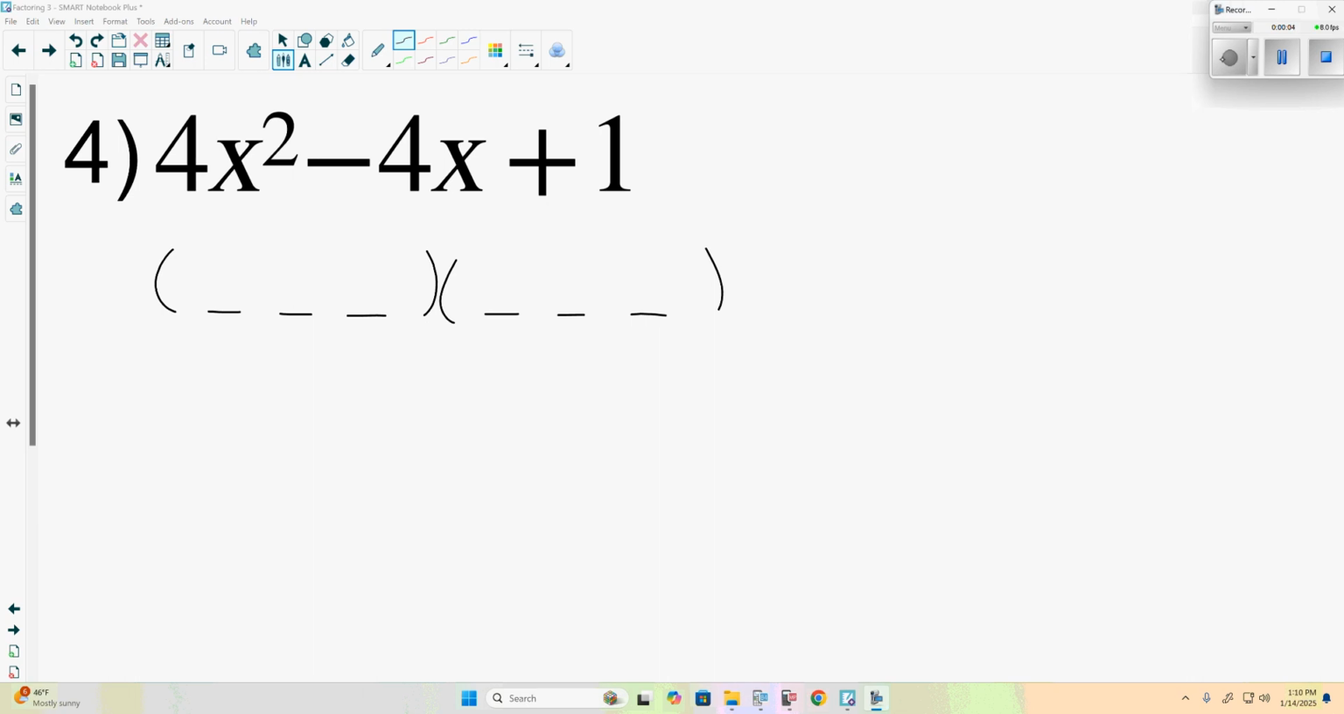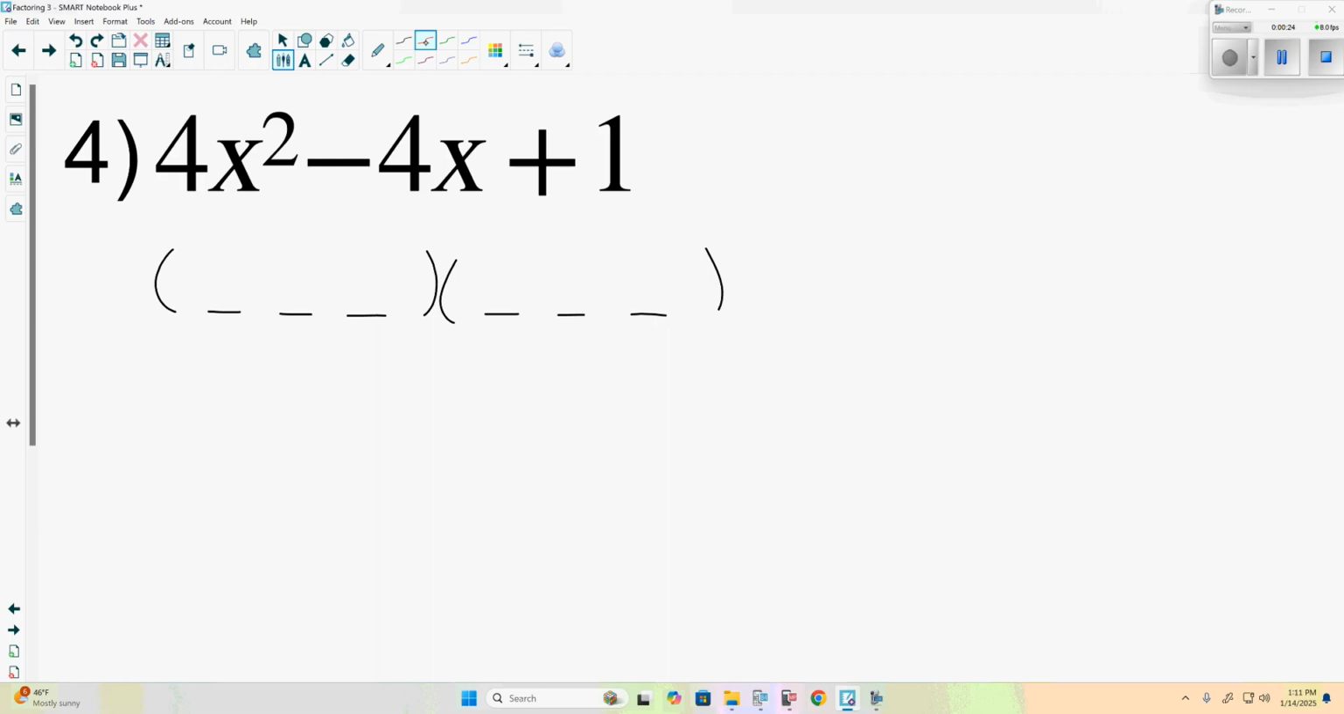All right, guys. Is there a greatest common factor between these three terms? Well, 4x squared and 4x do have a common factor of 4, but not the 1. So we don't have a greatest common factor. So we will put our two sets of parentheses with three spaces.